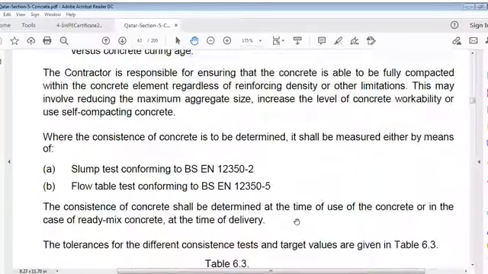Contractor is responsible for ensuring that concrete is able to be fully compacted within the concrete element regardless of reinforcing density or other limitations. This may involve reducing maximum aggregate size, increasing the level of concrete workability, or using self compacting concrete.